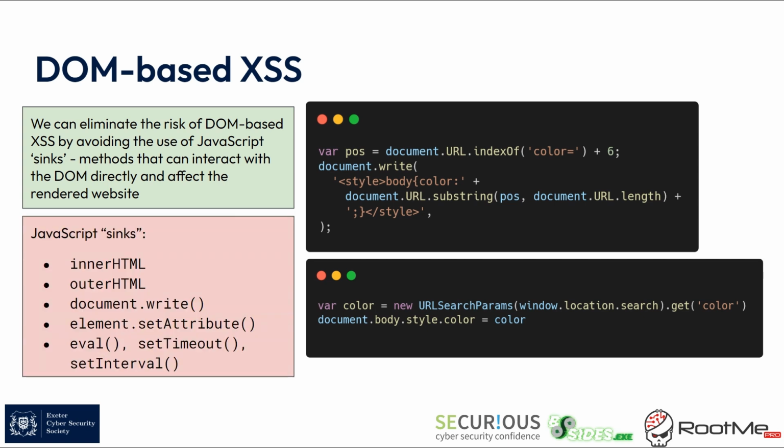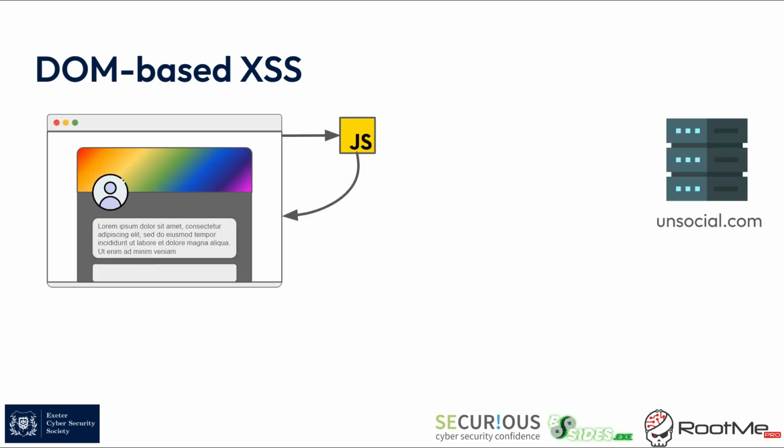So these are JavaScript sinks that you would want to avoid, which are innerHTML, outerHTML, document.write, element.setAttribute, eval, setTimeout, and setInterval. So all of these methods interact directly with the DOM, so you will want to avoid using these sinks directly with user input. If you have any questions, just feel free to ask, or stop me if I'm going too fast.